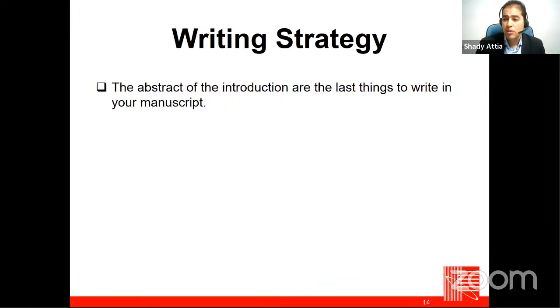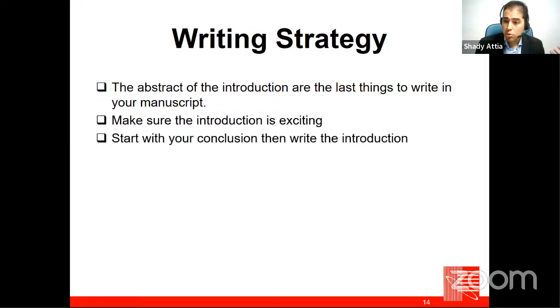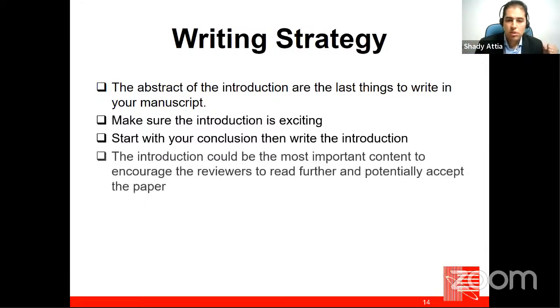And when we talk about what writing strategy I should adopt in relation to my paper development, once I have a template and once I'm starting to write the paper, I just have some general writing advice. The abstract and the introduction are the last things to write in your manuscript. It is better to make sure that your introduction is exciting and interesting. Start with your conclusion, then write the introduction so that you know exactly what the key message is, and then you write your introduction based on that.